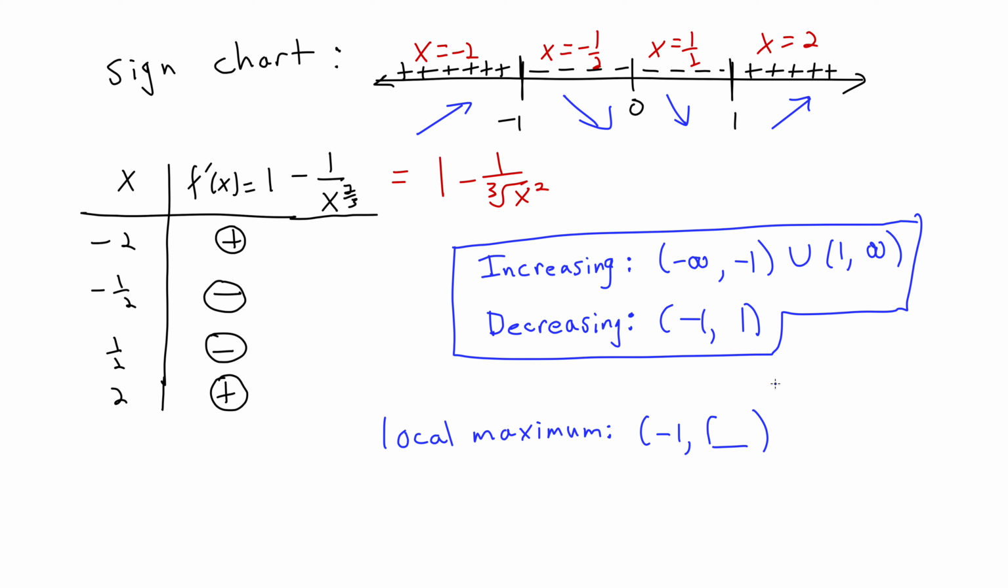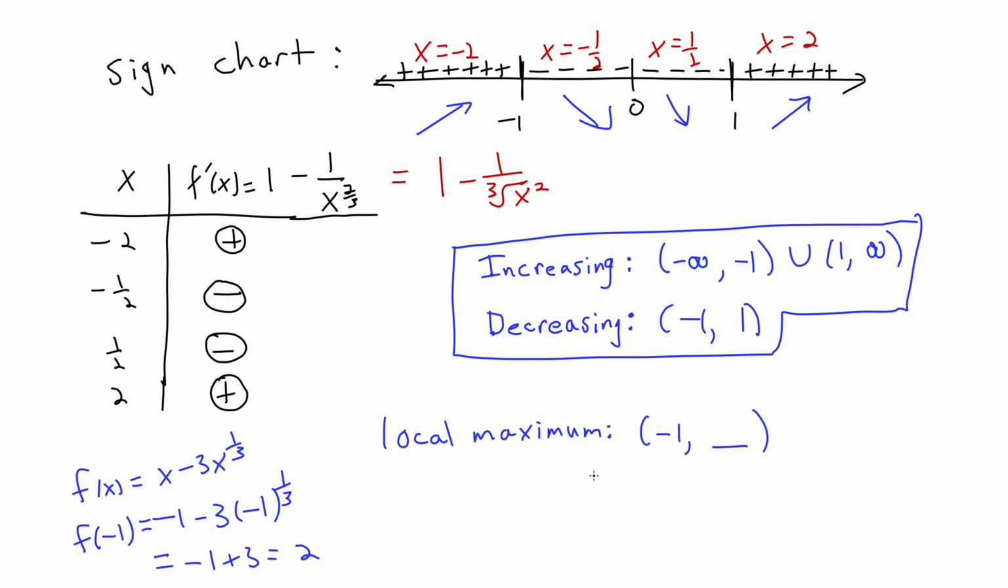Well, it's been so long that I've lost the original function, so let's review what that was at the beginning of the problem. It was f of x originally was x minus 3x to the 1/3. So plugging in -1 gives us f of -1. Okay, -1 minus 3 times -1 to the 1/3. Well, to the 1/3 power is simply cubed root of -1. Cubed root of -1 is -1, so this gives us -1 plus 3, which is finally 2. Okay, so our local maximum is -1, comma 2.